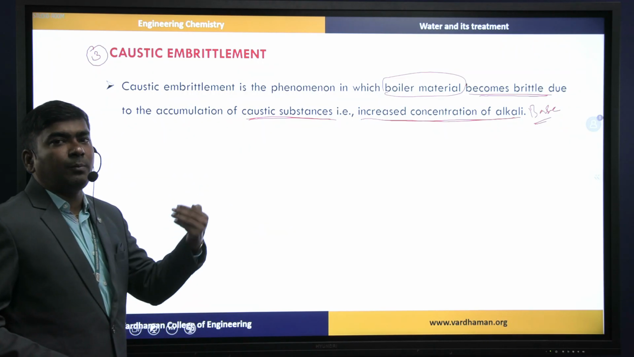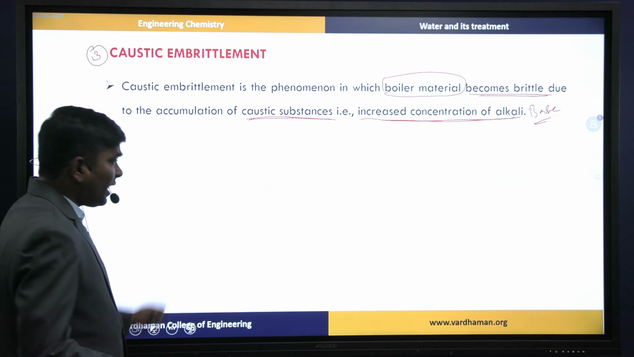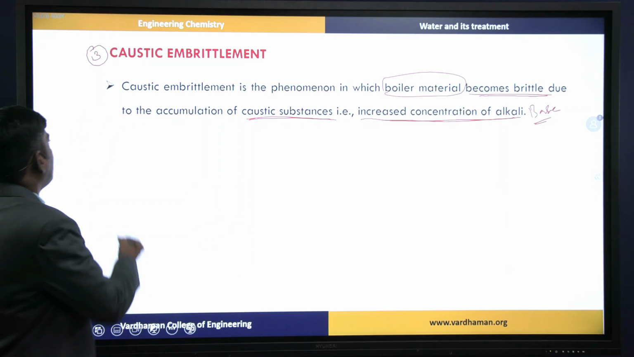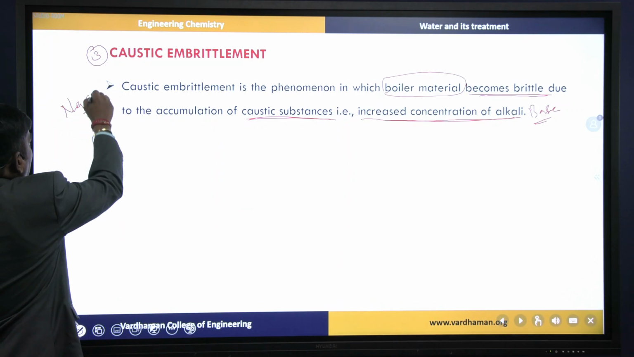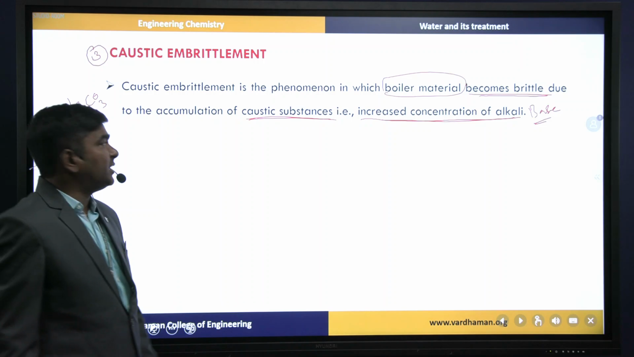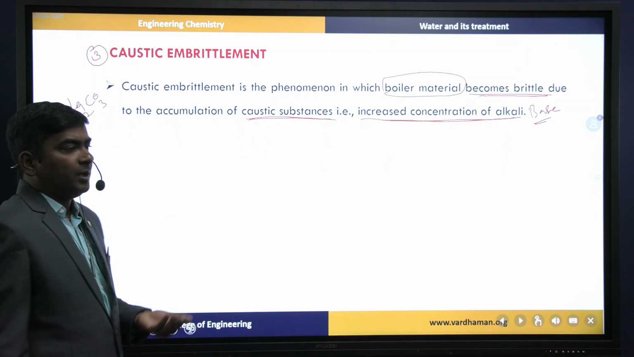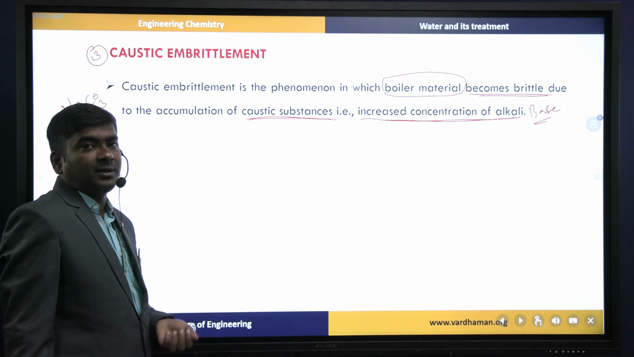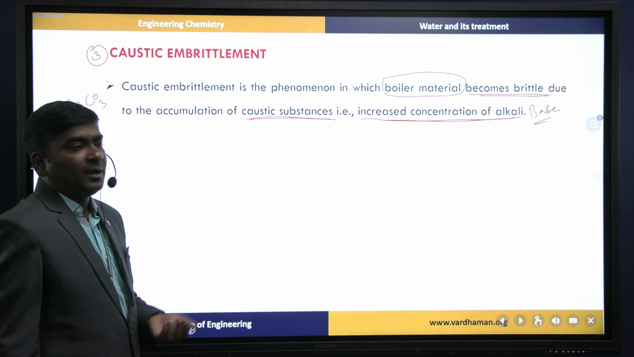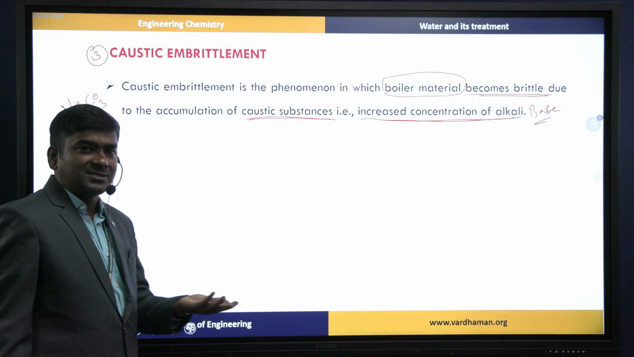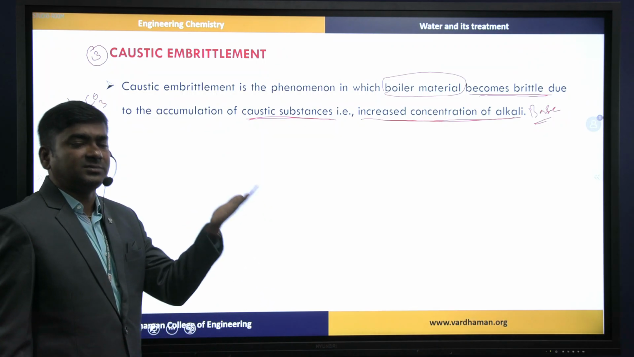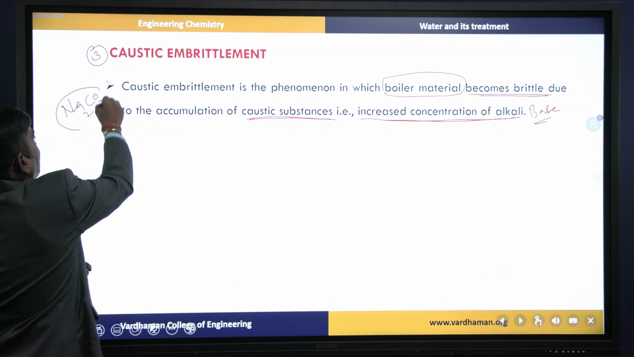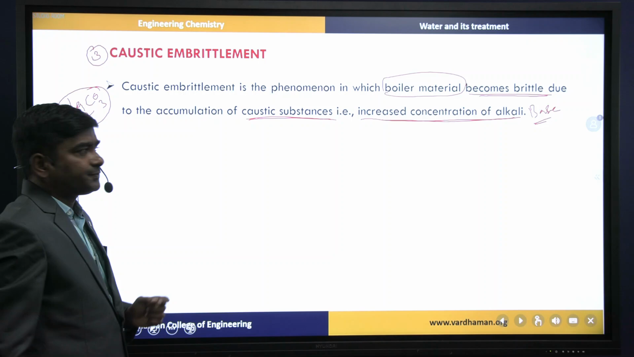So this raising in pH happens due to addition of some chemicals in internal treatment, right? In the internal treatment method, we add sodium carbonate. There are many chemicals we add. In phosphate conditioning, we add sodium phosphate. In Calgon conditioning, we add sodium hexametaphosphate. And in colloidal conditioning, we add tannins and agar-agar gel. Another method is carbonate conditioning, right?